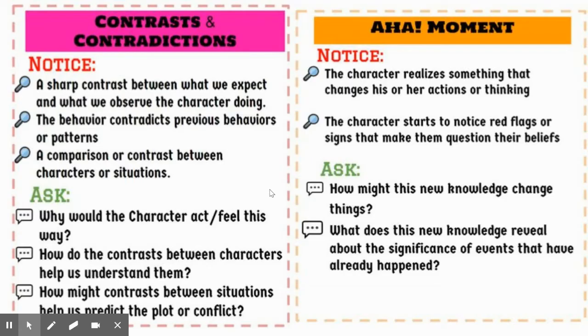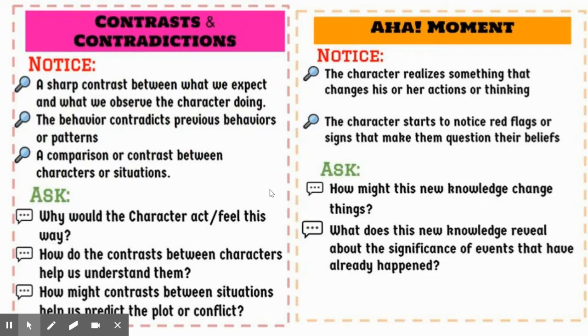All right. Or the character starts to notice some red flags or signs that make them start to question their beliefs or their understanding about the way the world works. Oftentimes you'll see those kind of red flags in fantasy stories that deal with some sort of dystopian kind of theme to them. All right. So when we see those signposts or those flags that tell us, hey, it's time to stop because there is this aha moment coming, or there should be an aha moment. There's the beginning of one. It may take a while, but here's where it's starting.